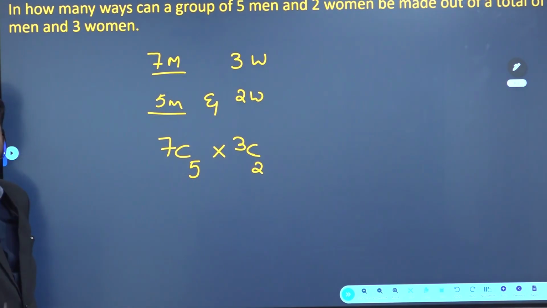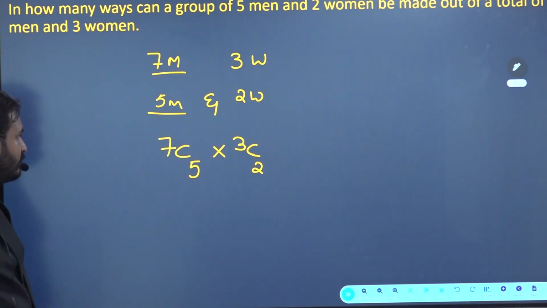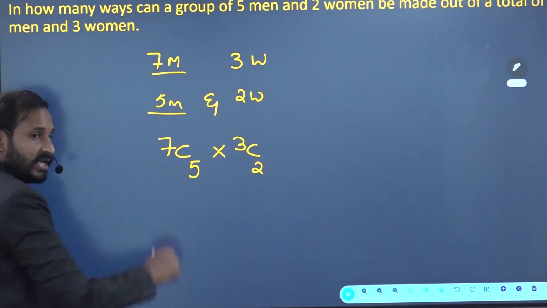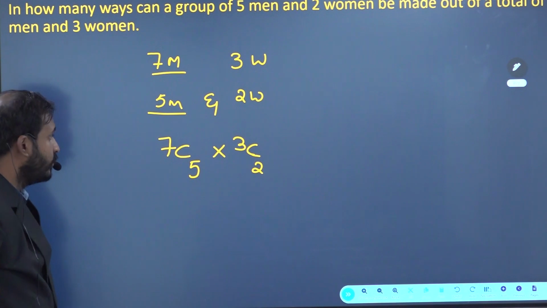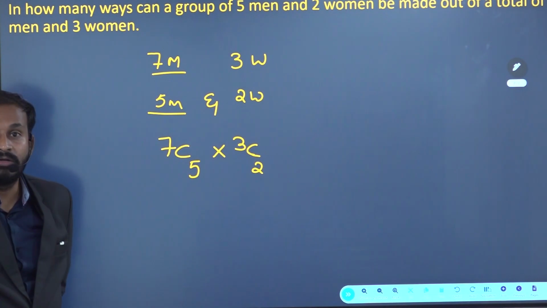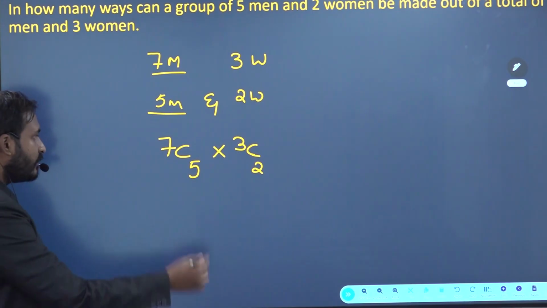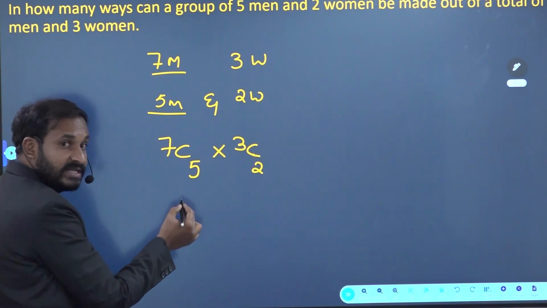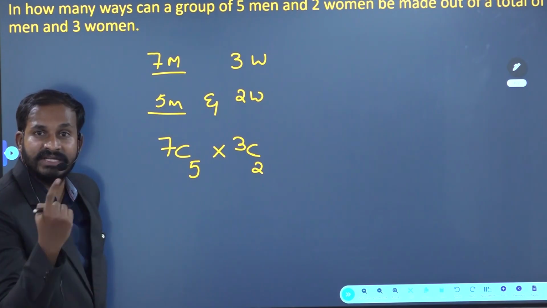Always R will be less than or equal to N. You need not worry much about that one. So from 7 men I need to pick 5 men, and from 3 women I need to pick 2 women. So 7C5 into 3C2. 7C5 is also equal to 7C2.